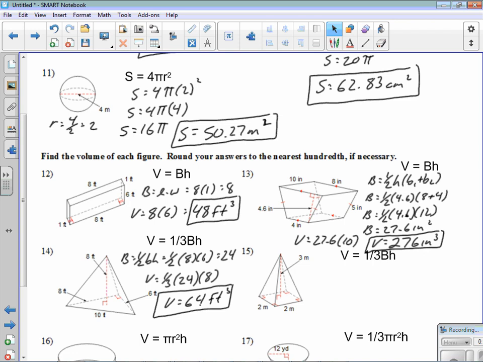15, another pyramid. This time it's a square base. So for area of the base, it's the side squared, or 2 squared, which is going to be 4. So volume equals 1/3 of the area of the base, which is 4, times the height, which is 3. Which 1/3 of 3 is just 1, so it's 1 times 4, or just 4 meters cubed.